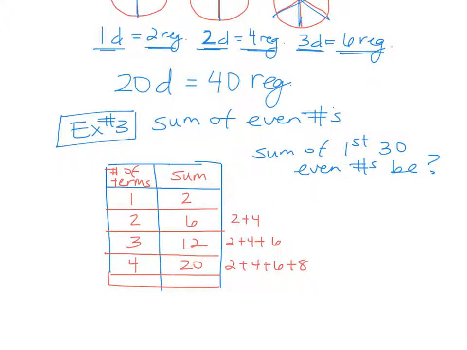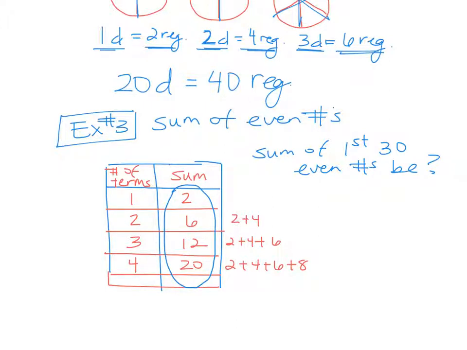What is it? 930. 930 would be your number? How did you figure it out? 30 times 31. Right. How'd you get there? By looking at your numbers, by looking at the information we have here and figuring out what is the relationship, okay?